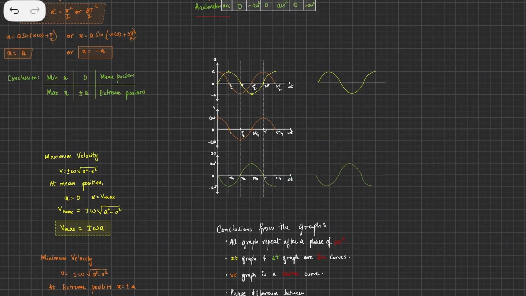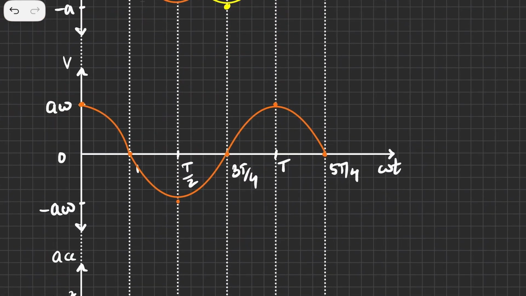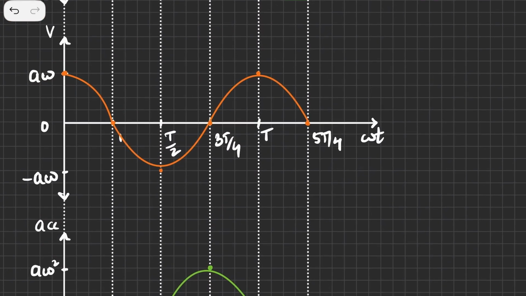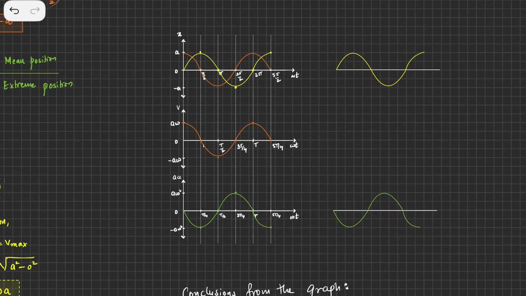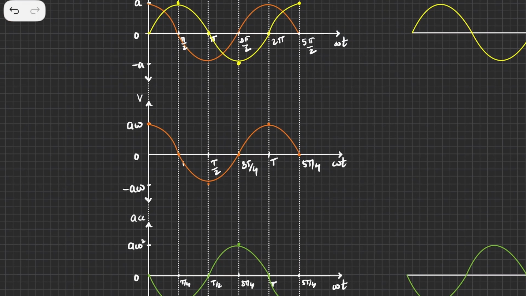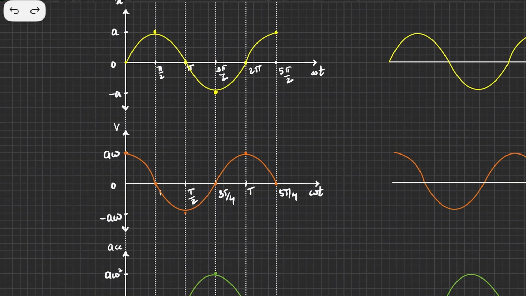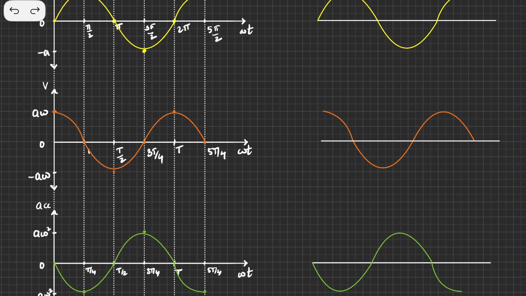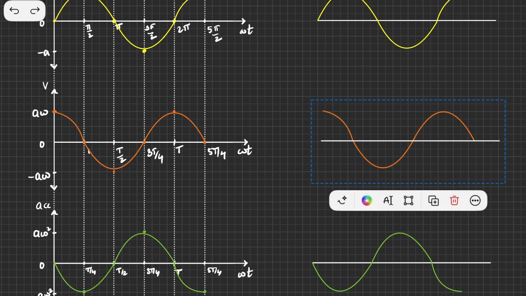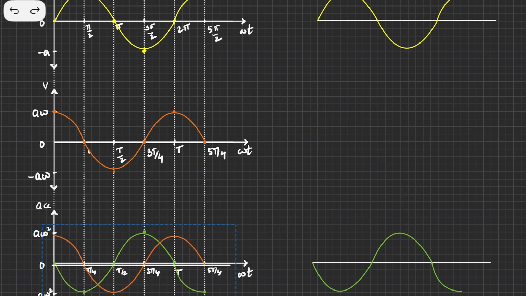Now let's see for another combination. We'll find out between the velocity and acceleration. So if I want to find out the velocity and acceleration, I'll have to paste this graph. So I have this velocity graph and I'm going to now cut the velocity graph and paste it on the acceleration graph. So this is where it is.